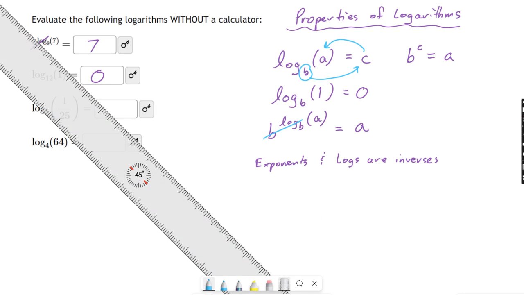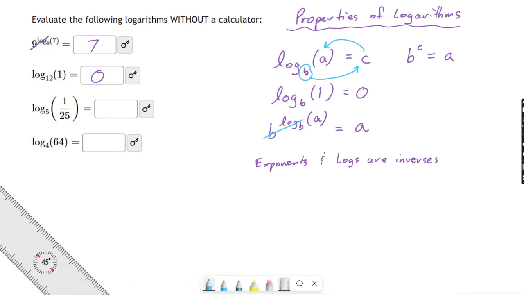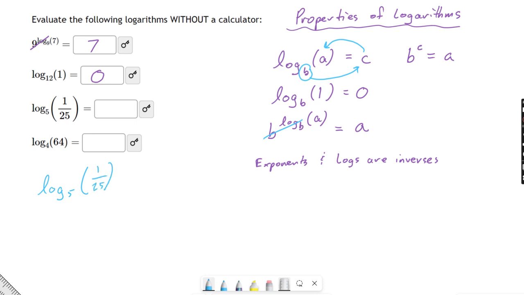Okay, I do not know why that ruler just appeared there. That's just great.